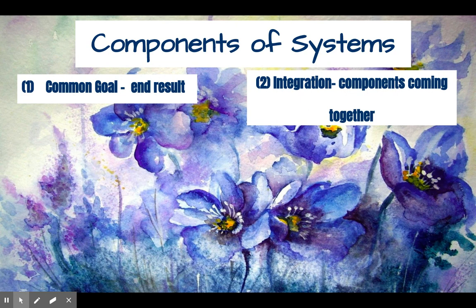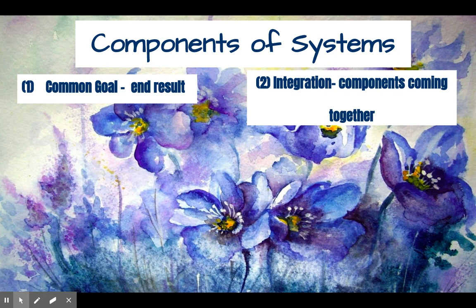Integration, everything must work together. The conductors, the schedule, the times, the traffic lights, the train system even has the tracks that shift. All of those pieces must work together, the components that are coming together to make the system work smoothly.